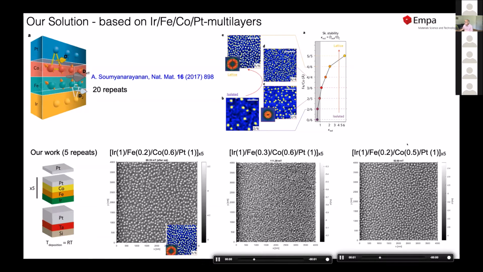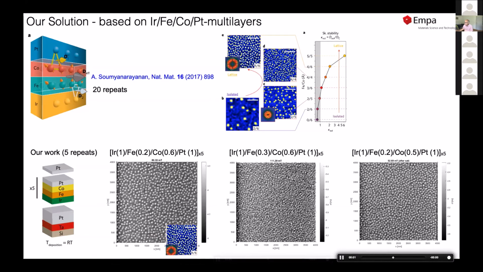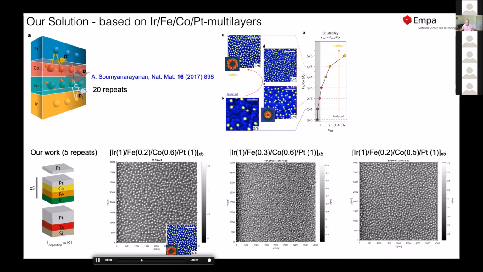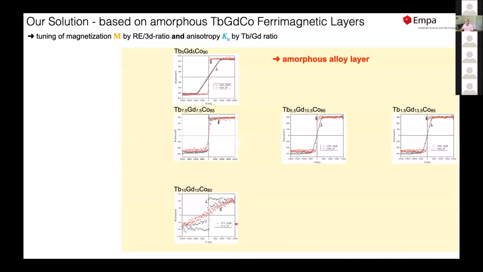And you can also modify the cobalt layer, which when we make it a little thinner, we get a slightly higher density than here. So that's the base of our system, using this system to generate the skyrmions. Then we use rare earth, amorphous ferrimagnetic rare earths. We use these materials, we have studied them over years, and they are very convenient because you can tune the magnetization by the rare earth to 3D ratio, but you can also tune the anisotropy by replacing some of the terbium by gadolinium. And you can do this, well, more or less independently.